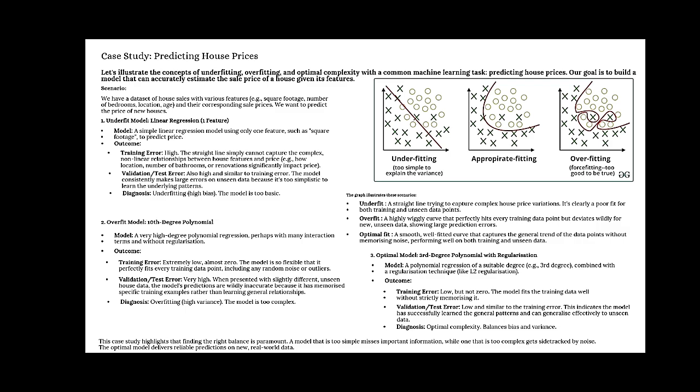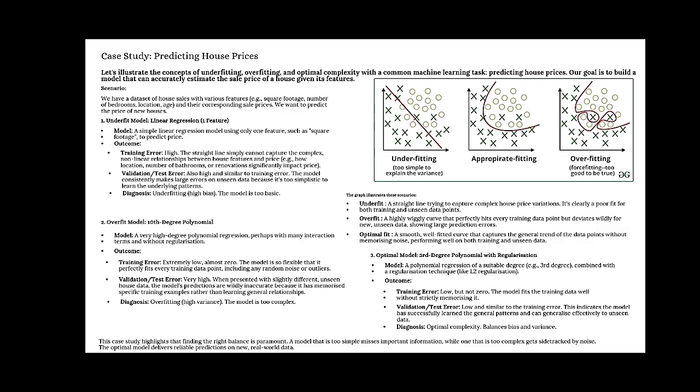In the optimal model, finally, we can see a third-degree polynomial with regularization. This model would have low training error and similarly low test error, showing it has generalized well. This ideal scenario is depicted in the middle image, where the curve smoothly captures the general trend of the data without memorizing the noise. This case study shows that finding the right balance is everything. A model that is too simple misses key information, while one that is too complex gets lost in the noise.